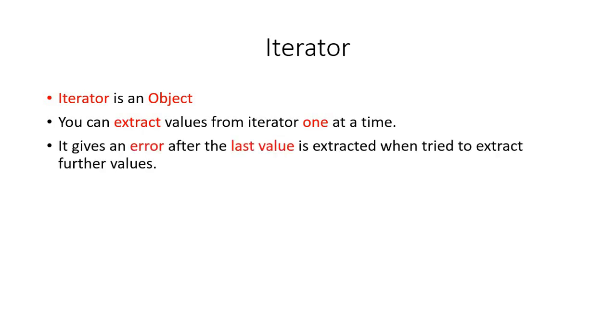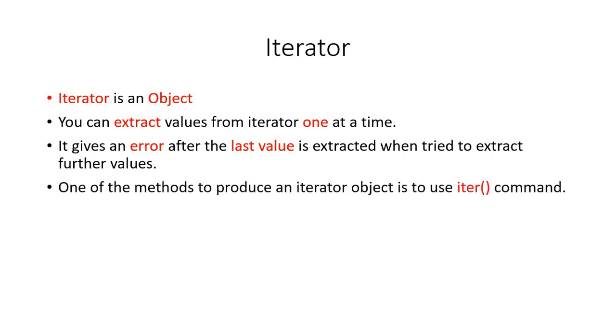Whenever you apply a function on an iterator that extracts each element one by one, whenever it extracts the last element from that iterator, and then you apply the same function again to extract the next element, it will give you an error because there will be no element after the last element.